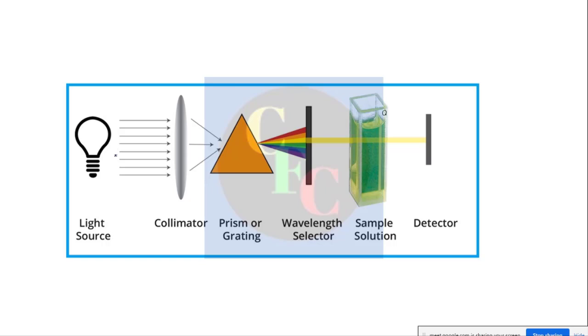If you have a light source, a visible and UV light source, and then you have a collimator. Collimator means a piece of optics, a lens, where you converge all these rays to a prism or grating. Prism or grating means you can separate the wavelengths. For example, if you have white light, you can separate it into its wavelengths, and there is a wavelength selector. What does this wavelength selector do? All of the wavelengths should not get into the sample at the same time, so you select one.